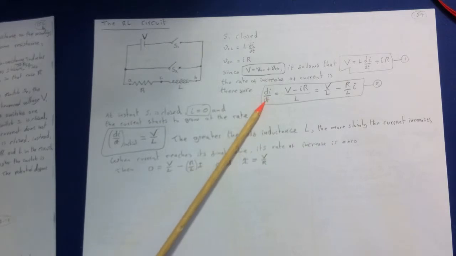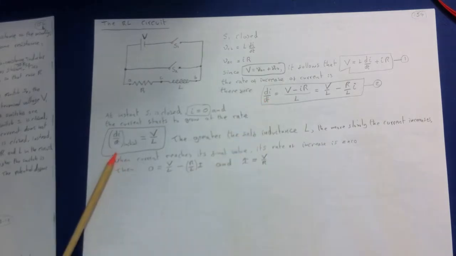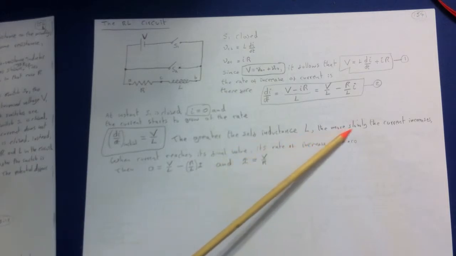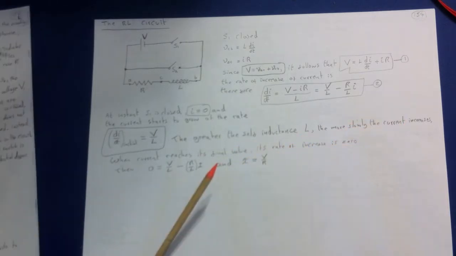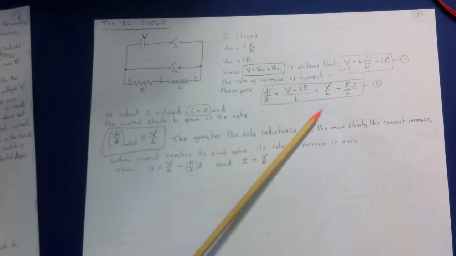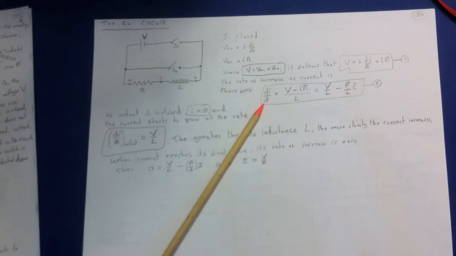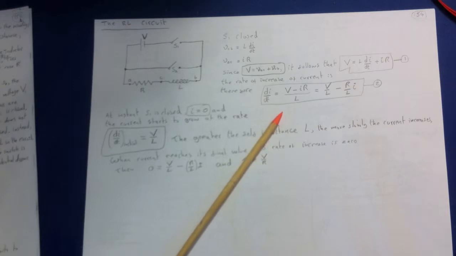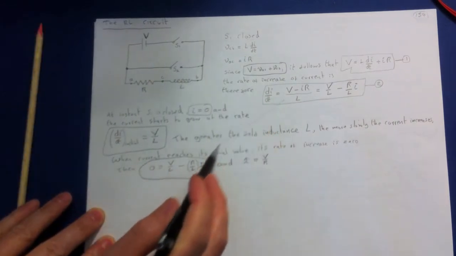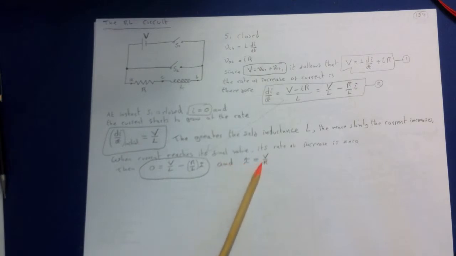At the instant the circuit is first closed, i equals 0. When i equals 0, the rate of increase will be at its maximum, which is V over L. The greater the self-inductance, the more slowly the current increases. As the current increases, the term Ri over L increases also. Hence, the rate of increase of current becomes smaller and smaller. When the current reaches its final steady state value, its rate of increase is 0. So if you put 0 there and rewrite it, that becomes i equals V over R, which is the same as if there's no inductance at all at that point.